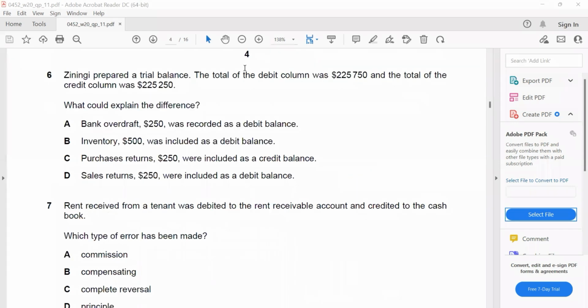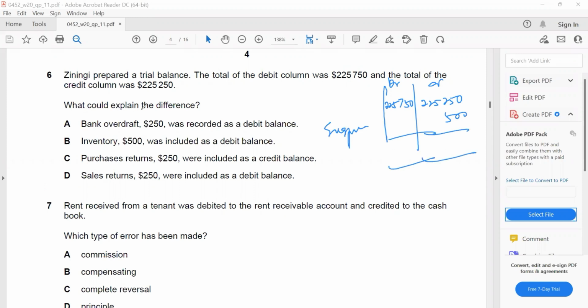Okay, next question, 6. Zingy prepared a trial balance. The total of debit is 225,750 and the total credit is 225,250. So debit is more than credit, so your suspense account should be on the credit side to balance the amount.